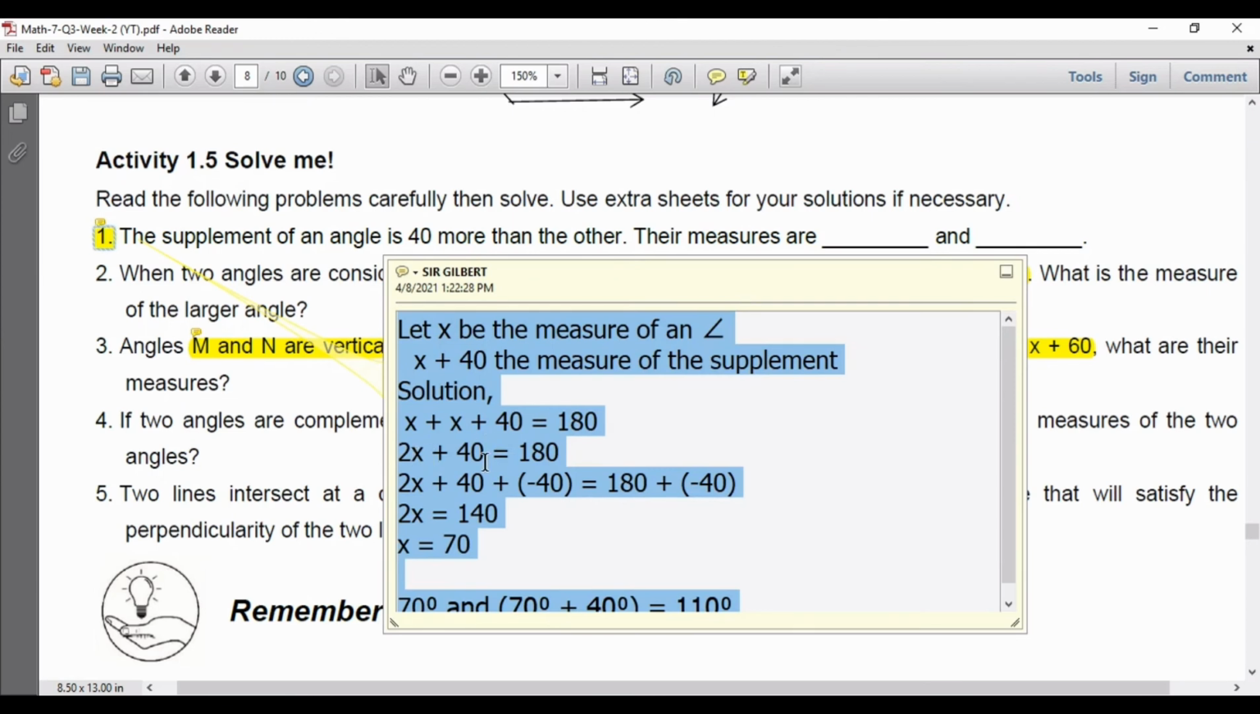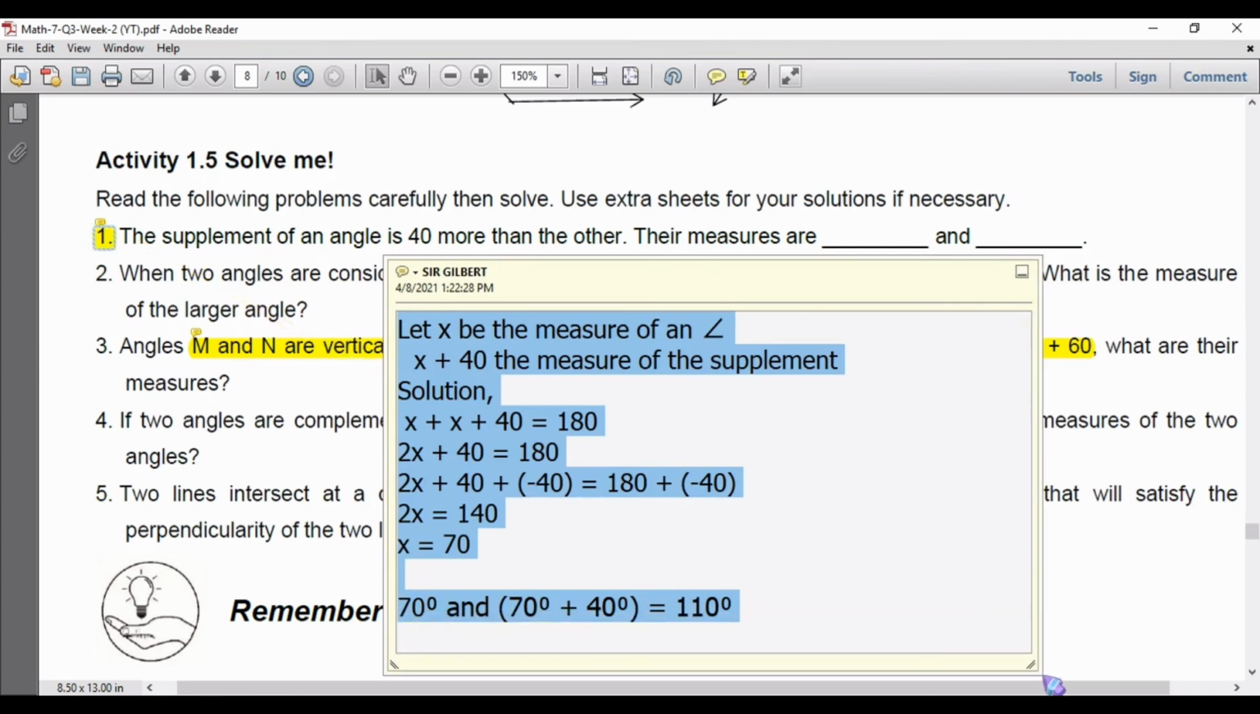By the addition property, 2x plus 40, by simplifying x plus x, that's 2x. And applying properties, you will arrive at x equals 70. So 70 degrees, and 70 degrees plus 40 degrees equals 110. So the measures are 70 degrees and 110 degrees.